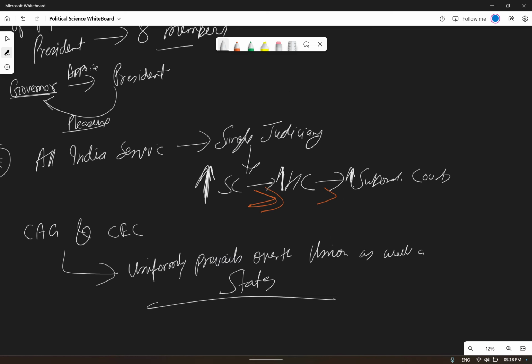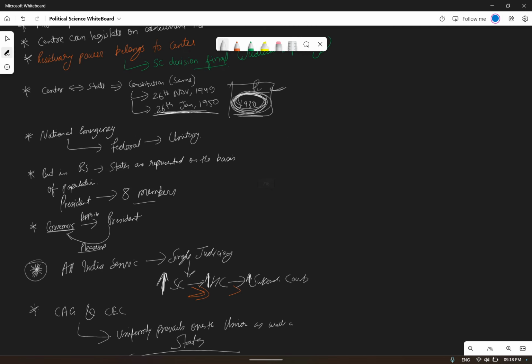And yes, regarding 1930: on 26 January 1930, Purna Swaraj was declared by Pandit Jawaharlal Nehru, and since we failed to take independence on that day, after 20 years we achieved our target. So that's why 26 January 1950 was taken.